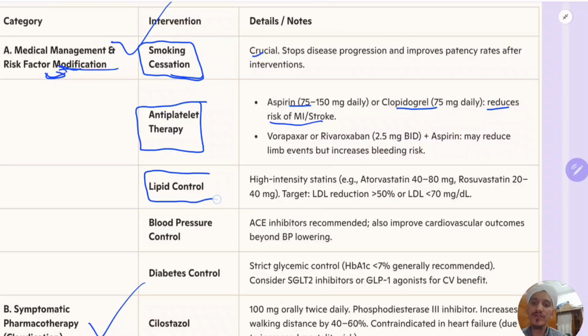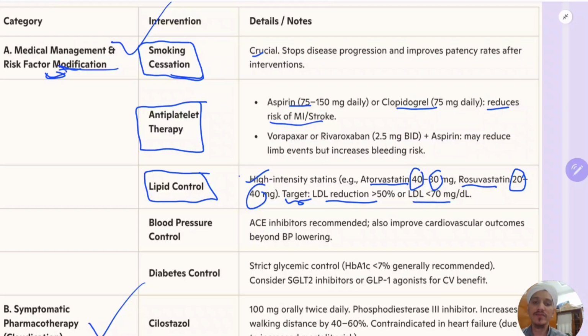So statin therapy also you will start. High intensity statins you will be giving to the patient. High intensity, remember, not low dose, as we give in primary prevention of cardiovascular disease. So either you can give atorvastatin, high intensity means 40 to 80 mg, rosuvastatin 20 to 40 mg. So target LDL reduction to more than 50% of the baseline or LDL less than 70 milligram per deciliter.